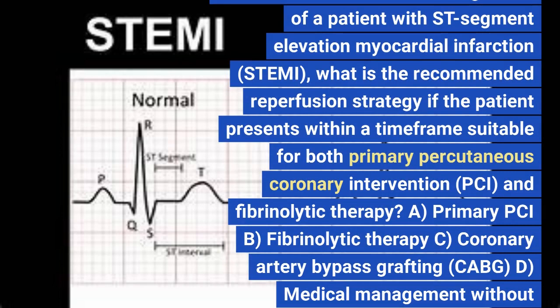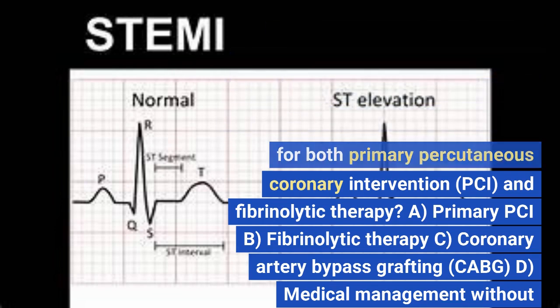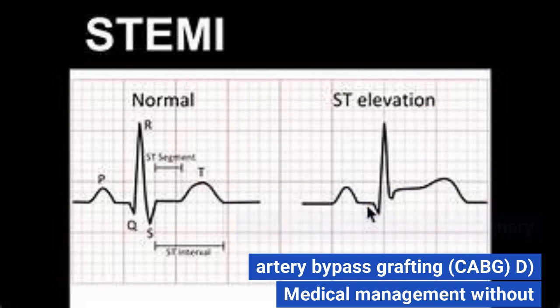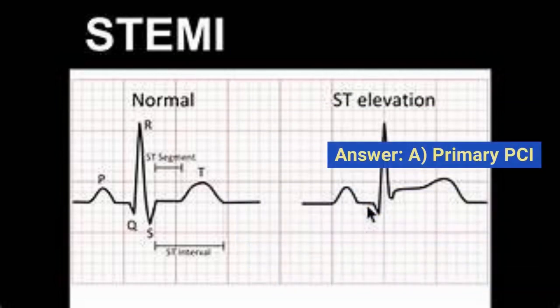Question 9. In the acute management of a patient with ST segment elevation myocardial infarction, STEMI, what is the recommended reperfusion strategy if the patient presents within a timeframe suitable for both primary percutaneous coronary intervention, PCI, and fibrinolytic therapy? A. Primary PCI. B. Fibrinolytic therapy. C. Coronary artery bypass grafting, CABG. D. Medical management without intervention. Answer: A. Primary PCI.